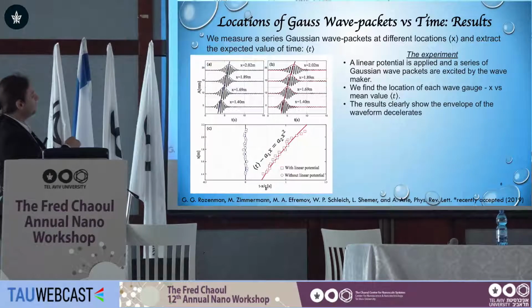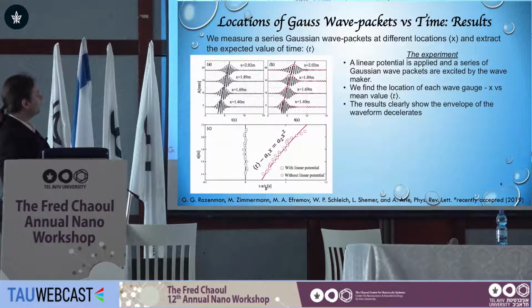However, it's tough to see it here, so we go to a space-time diagram, and here we see the freely propagating Gaussian wave packet with a constant velocity, and here this wave packet is accelerating. So this is a proof of concept that we really observed the acceleration of this wave packet in our system.